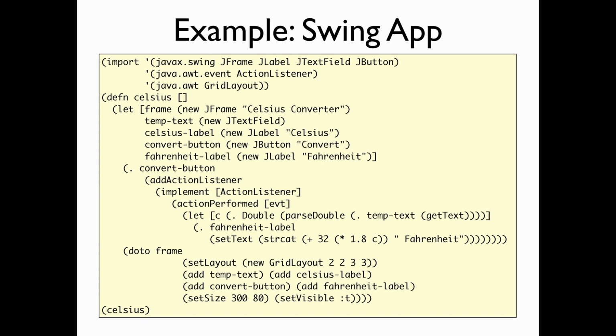Yes? For the new, don't you need to have the dot first? No, new is a special operator. Okay. So new is... It's magic. New is magic. New, class name, constructor args is a special operator in Clojure. Dot is a special operator in Clojure. New is a special operator. There's a couple related specifically to Java support.